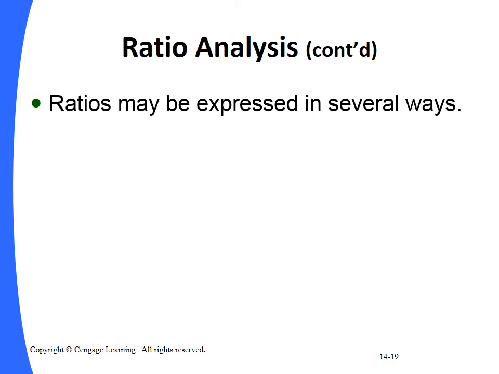Ratios can be expressed in several ways, and a lot of students get confused by this. So this is an important concept for everyone to pay attention to, so that you don't get confused as you see this. Let's say that net income is $100 and sales are $1,000. You can express this in several ways.